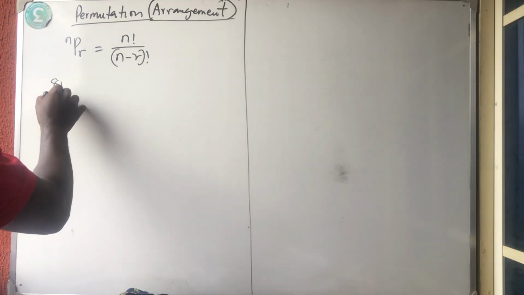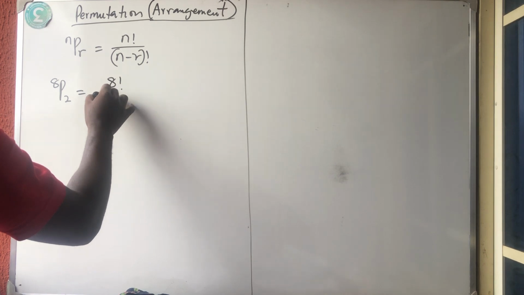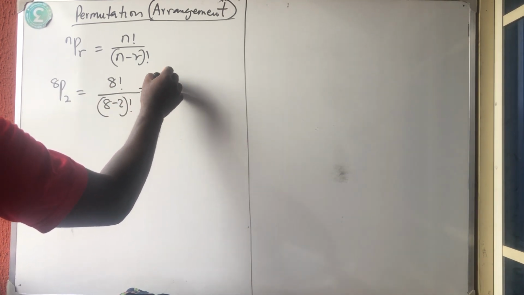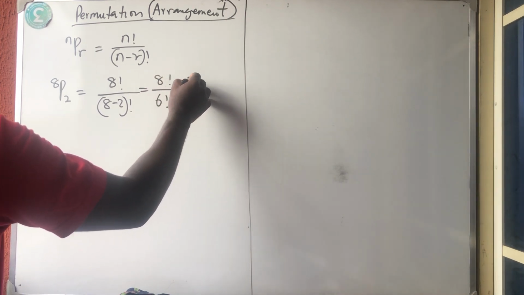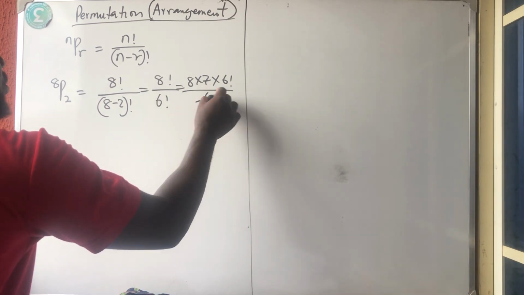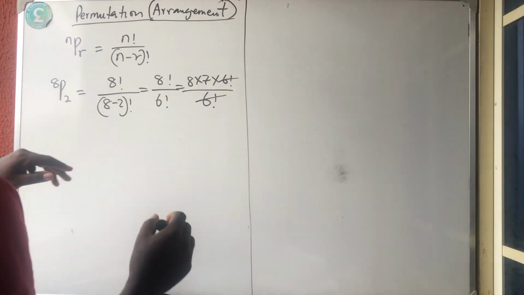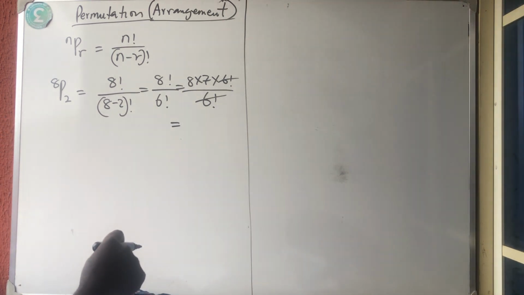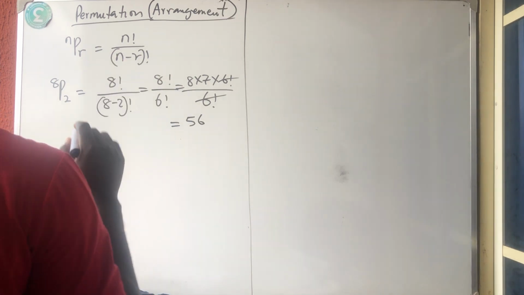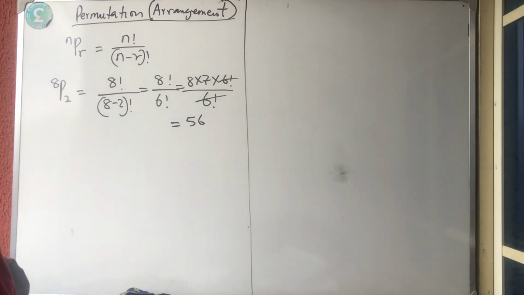Okay. So if I have 8 permutation 2, it means 8 factorial all over 8 minus 2 factorial, which is 8 factorial all over 6 factorial, which is 8 times 7 times 6 factorial all over 6 factorial. Because I told you that anywhere you want to stop, just put factorial. So 8 times 7 is I think 50 something, right? 56, I guess. Okay, so now let's take some questions on permutation.